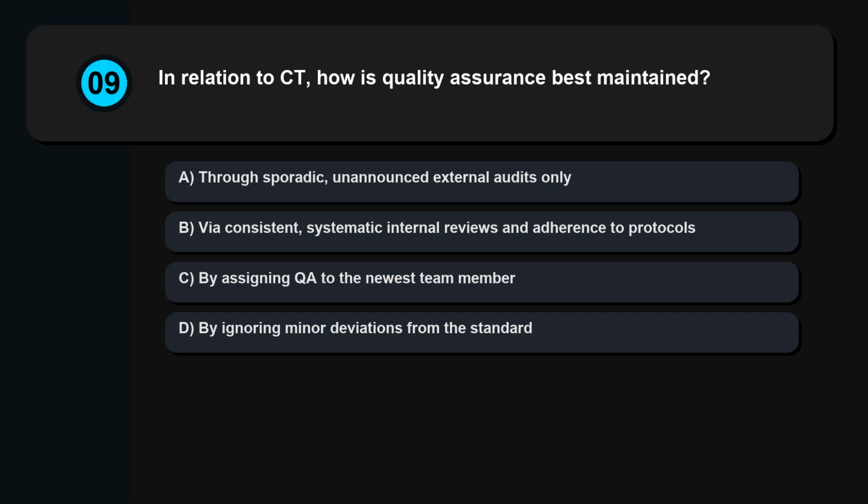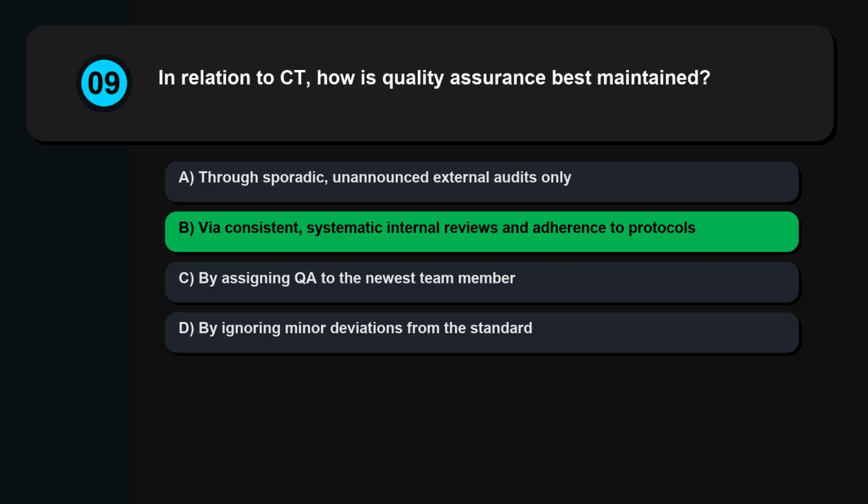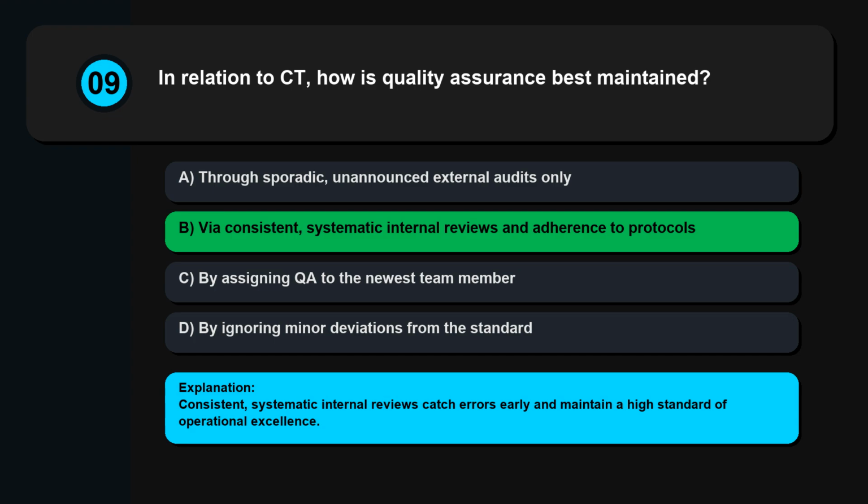Question 9. In relation to CT, how is quality assurance best maintained? Through sporadic, unannounced external audits only, via consistent, systematic internal reviews and adherence to protocols, by assigning QA to the newest team member, by ignoring minor deviations from the standard. Consistent, systematic internal reviews catch errors early and maintain a high standard of operational excellence.